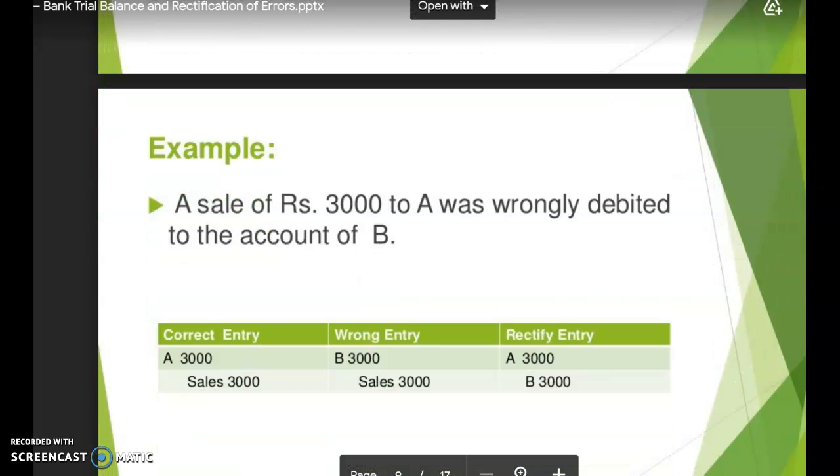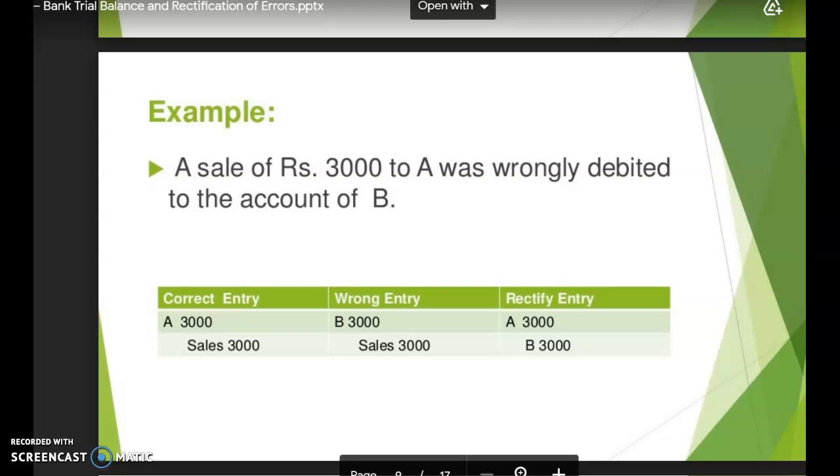Now in the rectified entry, what do we have to do? See here. Correct entry is A to sales, wrong entry is B to sales. Rectify entry here means that we have to do what is actually right. Right is A's account to be debited, so A's account will be debited. Wrongly we have debited B's account, so we will credit B's account. So automatically, see, with this rectified entry what will happen? A's account will come in the books of account on the debit side, as you see in the rectified entry, and B's account, which was wrongly debited, comes on the credit side.